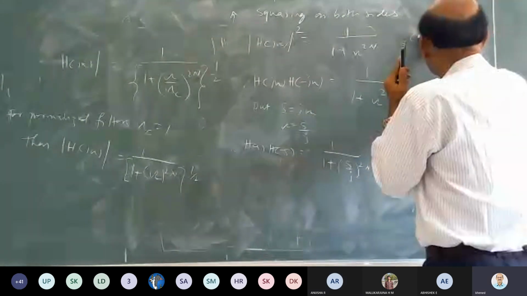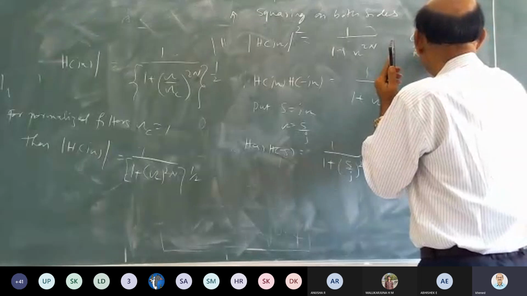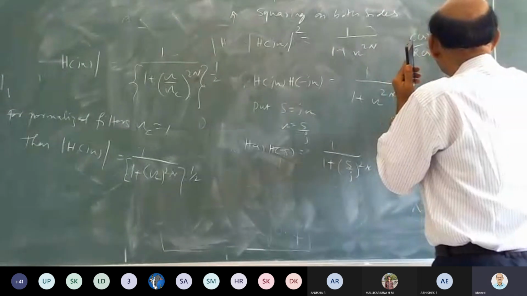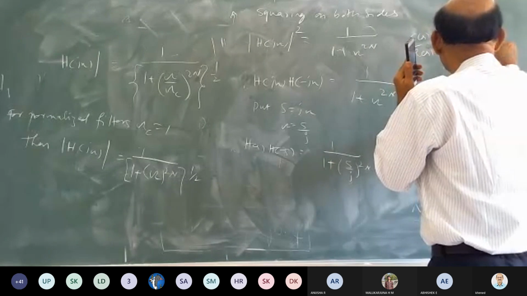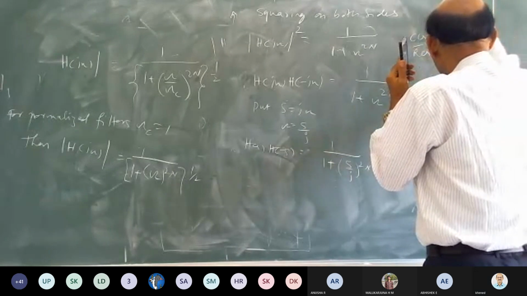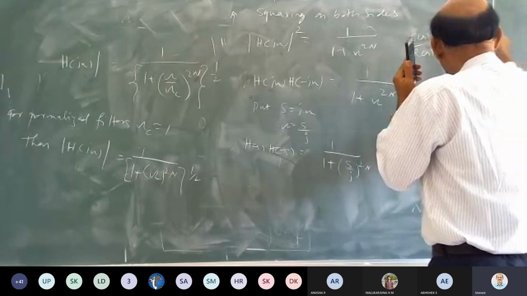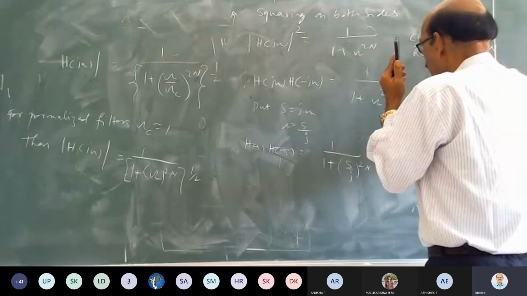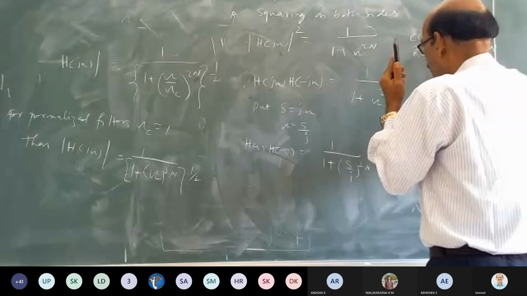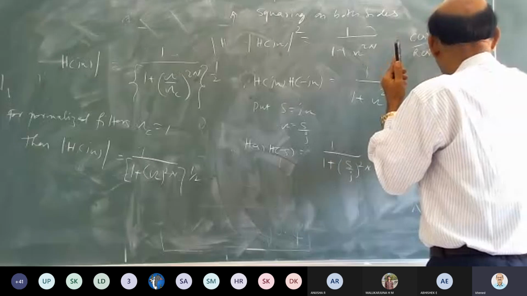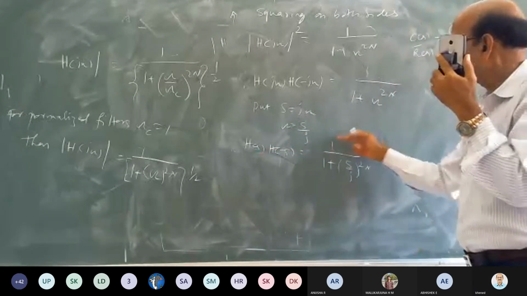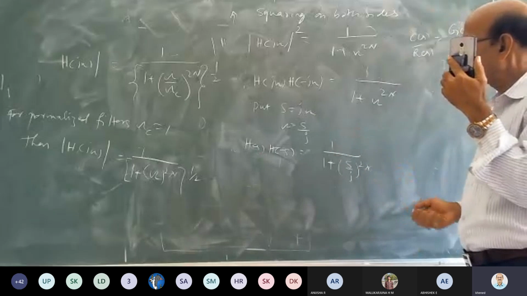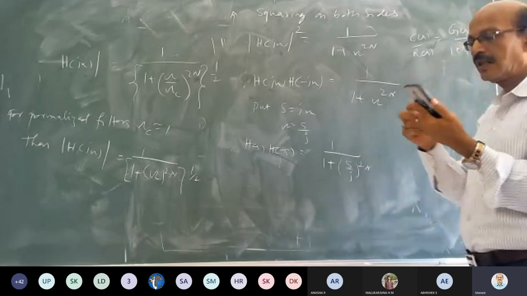So what is the characteristic equation? Suppose the closed loop transfer function C of s by R of s is equal to g of s divided by 1 plus g of s h of s. Then if I equate the denominator to 0, that becomes the characteristic equation. Similarly, for any transfer function, if I equate the denominator to 0, I get the characteristic equation.